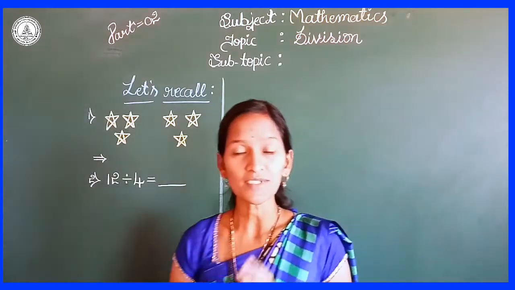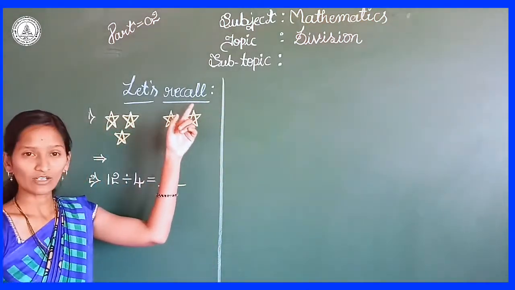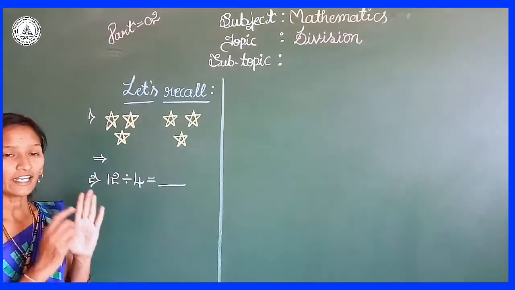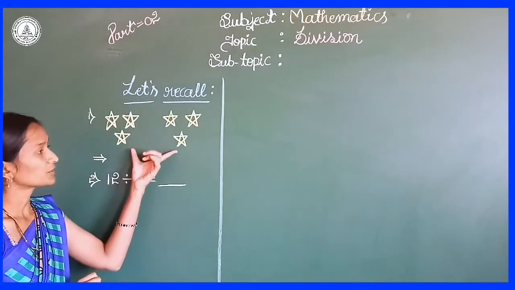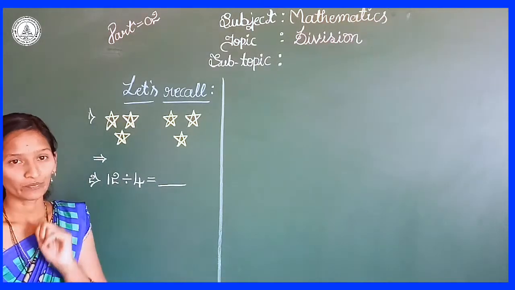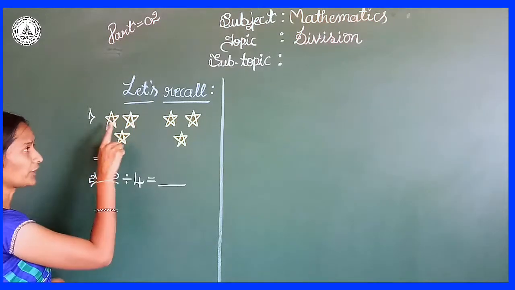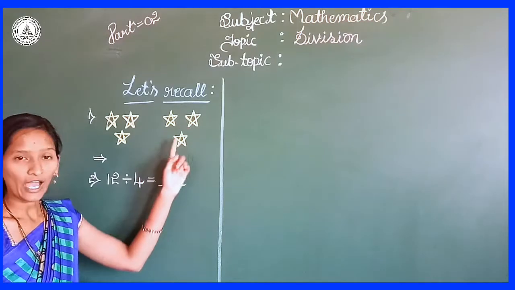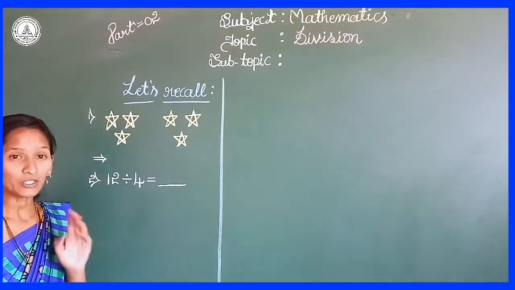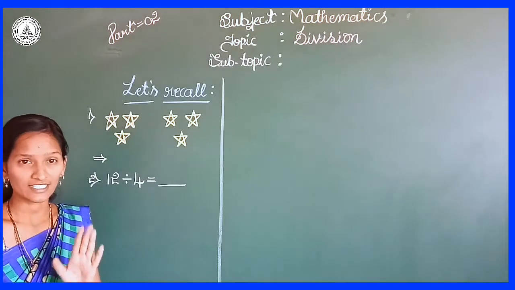It comes under the headline "Let's Recall." See here, this is the Let's Recall. The first problem: here are some stars in separate groups. The total number of groups is 2. In the first group the number of stars is 1, 2, 3. In the second group also we have 3 stars. In total, 3 plus 3 is 6 stars.